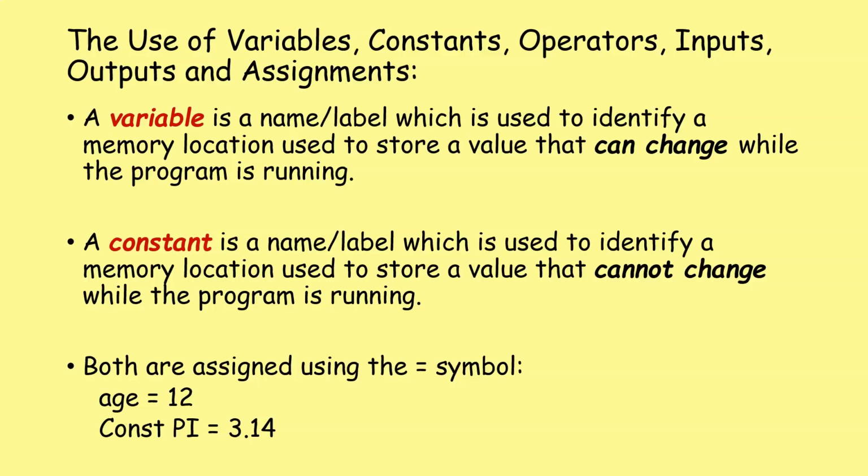Both variables and constants are assigned using the equal symbol. So the variable age equals 12. The value 12 gets stored as age. I can say const for constant pi equals 3.14. So in that memory location labeled pi, we now have the value 3.14, and it cannot be changed elsewhere in the program.